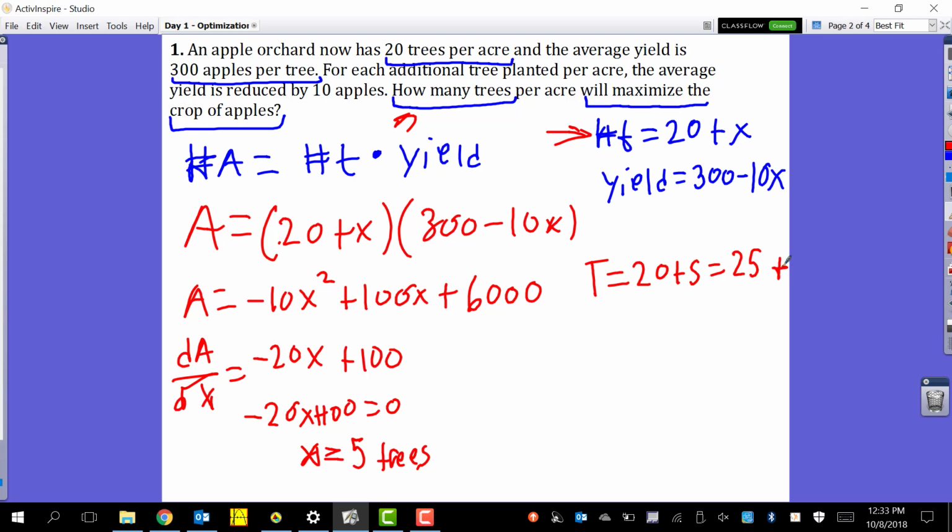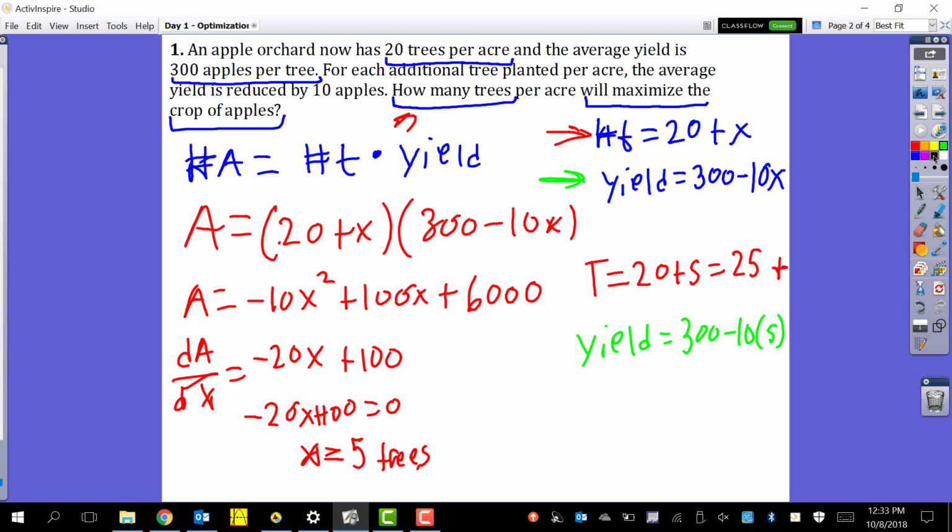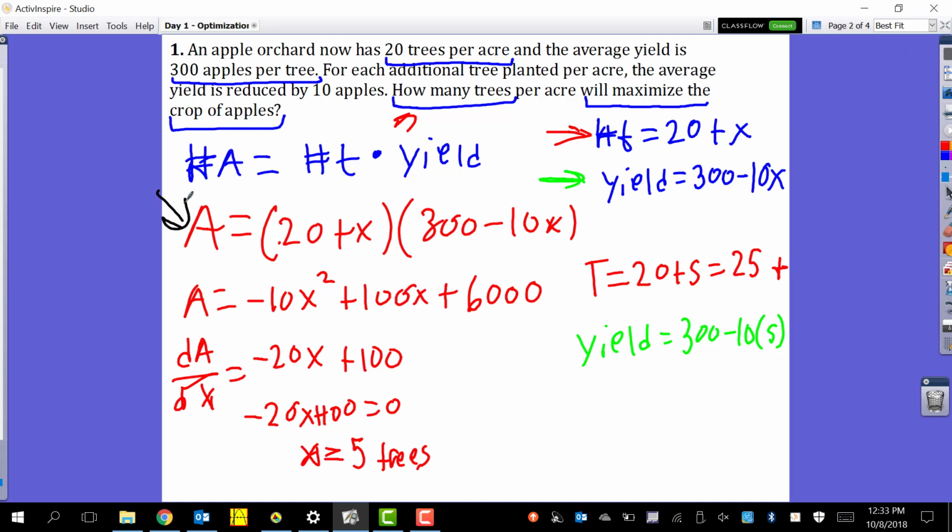Okay? Now, this problem can be asked multiple ways. This is why this problem is so popular. It doesn't just end there. Because they could have asked you, instead of how many trees, they could have asked you for the yield. The total yield could have been another question. So you would have done yield equals 300 minus 10 times 5. They could have asked you for the number of apples that would have maximized. So that would have been going back to this equation right here. They could have asked you for just how many extra trees you would need to add to make it so that we have a maximum, which would be that right there.